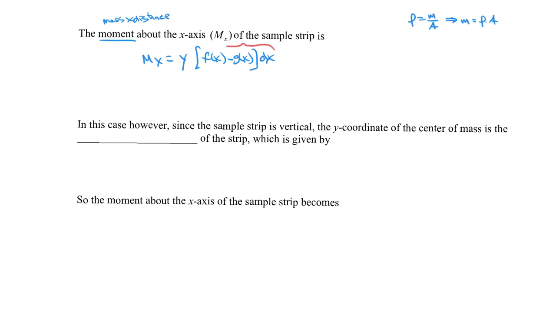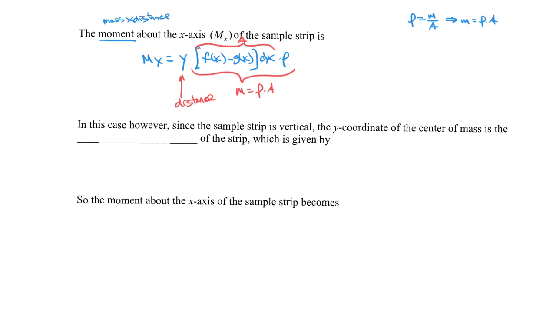The area of the sample strip. And then we have to multiply this times rho, times the density. And then this will give us mass, because mass is density times area. Okay? Now, the thing we have to worry about is this is distance. And this is what I was mentioning, that the distance is going to depend, right?